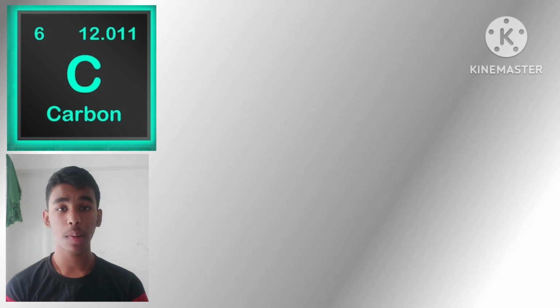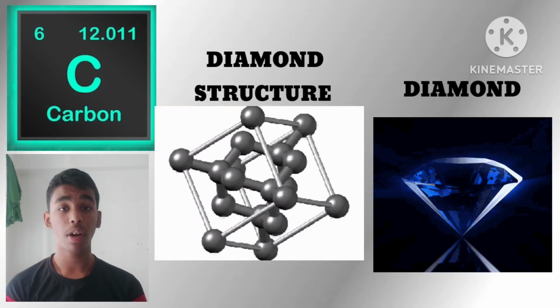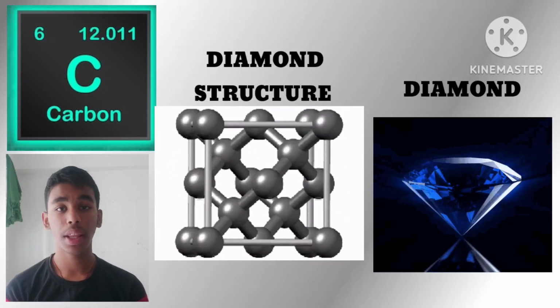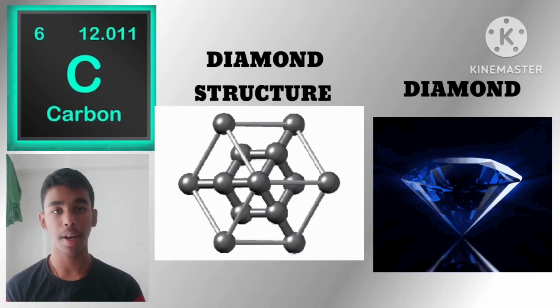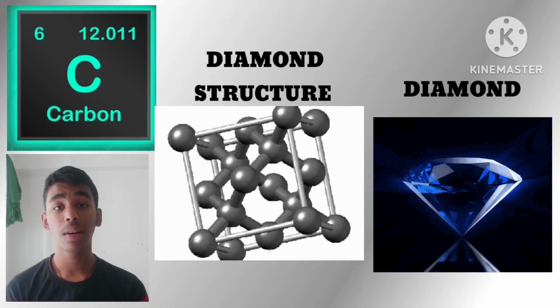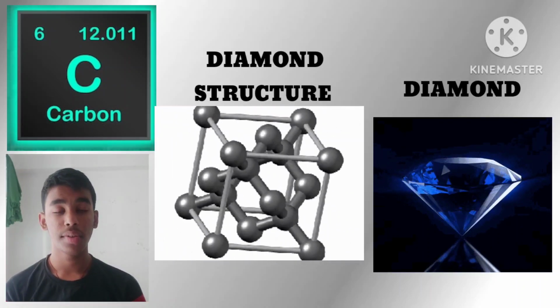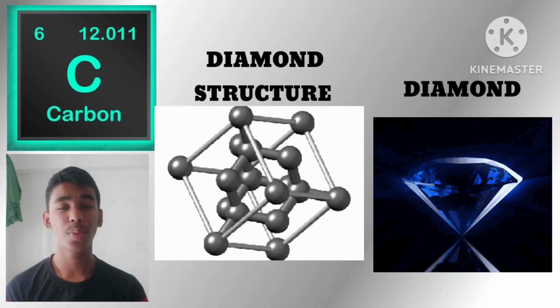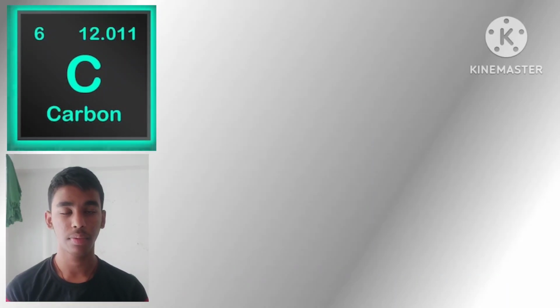Now there are various forms of carbon. The first form is diamond. In this diamond form, one carbon attaches with the other 3 carbons in a tetrahedral manner. This tetrahedral manner is very strong and the bonds in it are very strong. Because of this, diamond is almost unbreakable and it is very hard to destruct.